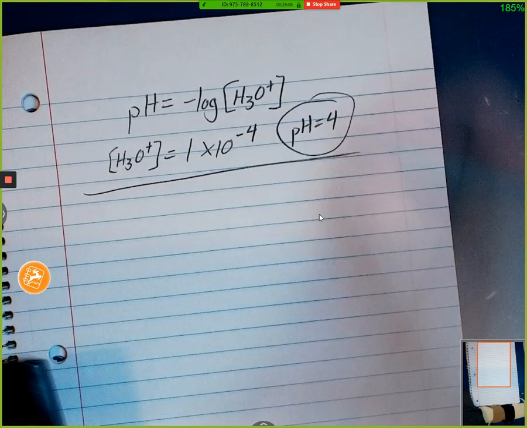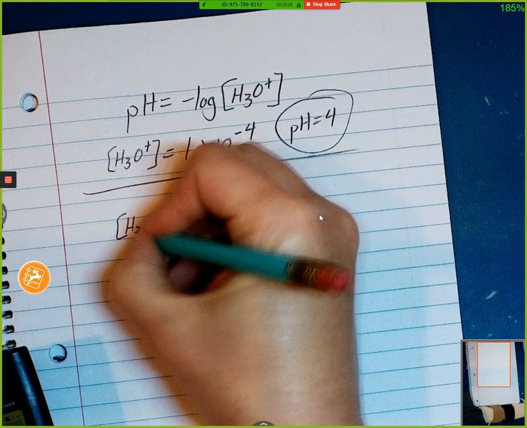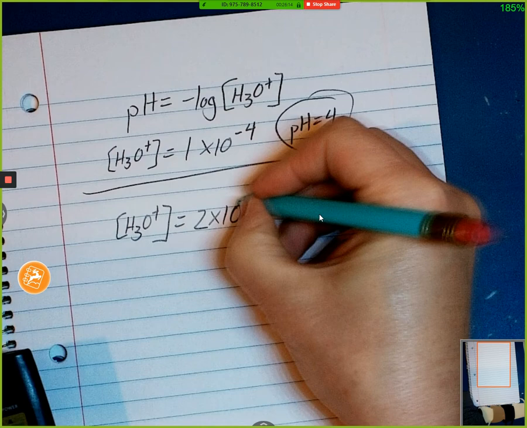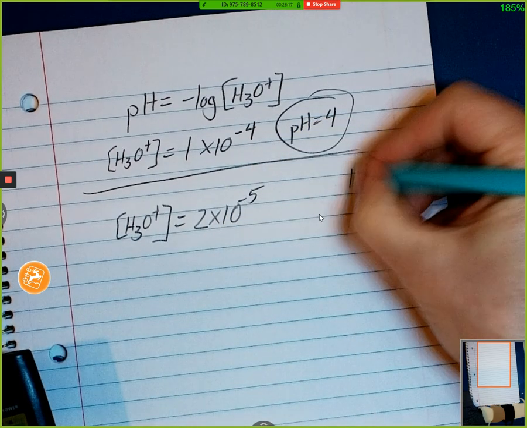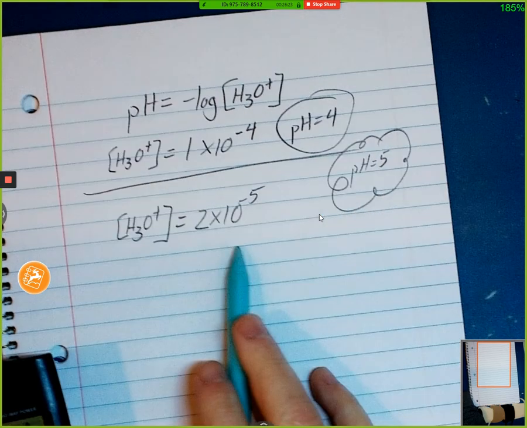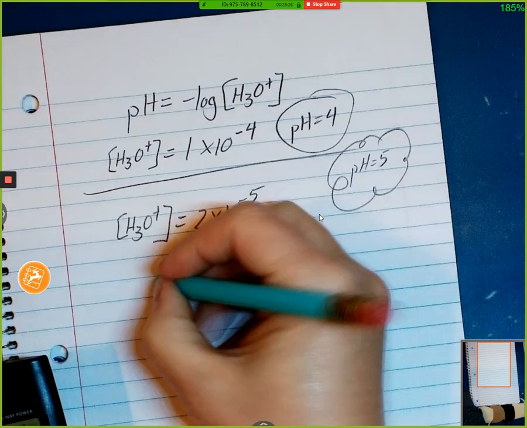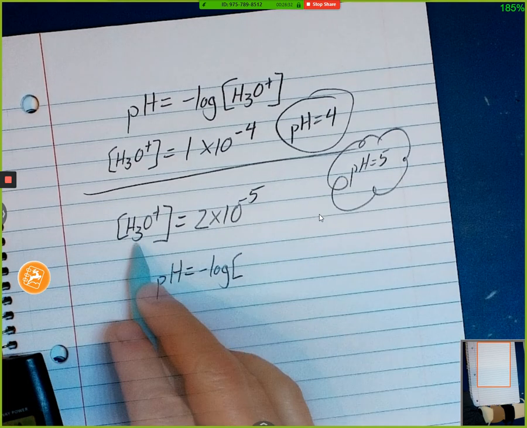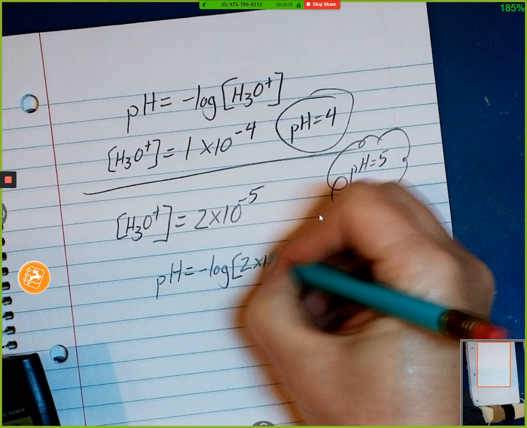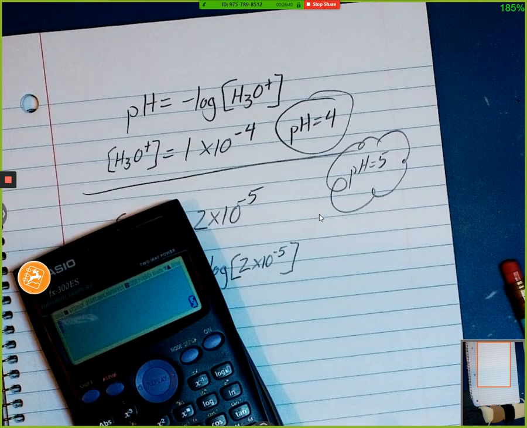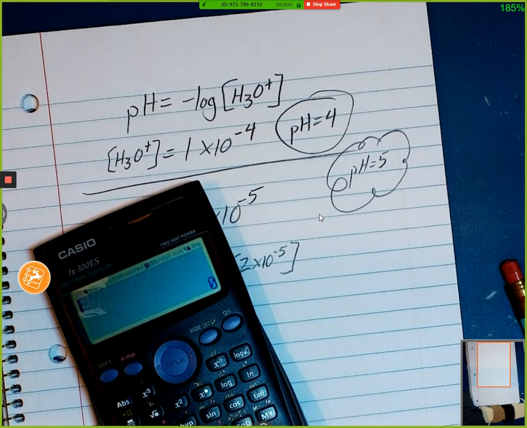If we've got a hydronium concentration of 2 times 10 to the negative 5, we thought the pH was going to be close to 5, just as an estimate. Let's plug that into pH equals negative log of our H3O concentration, so negative log of 2 times 10 to the negative 5. So I'm going to let my calculator do that for me.